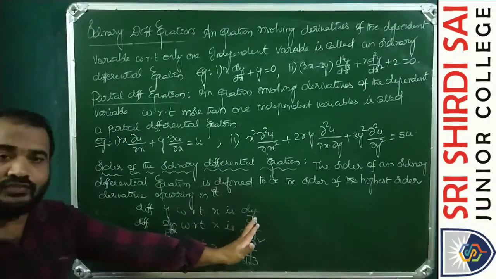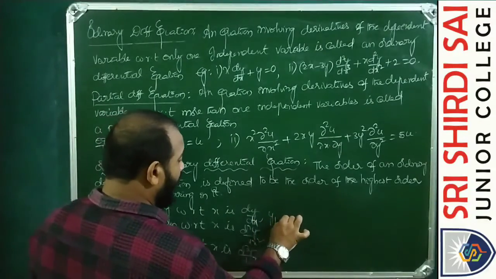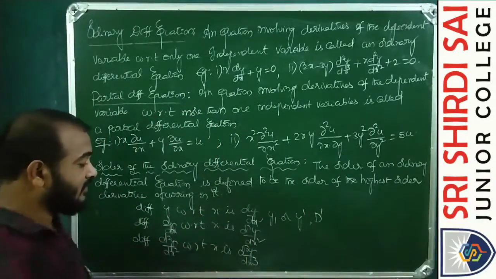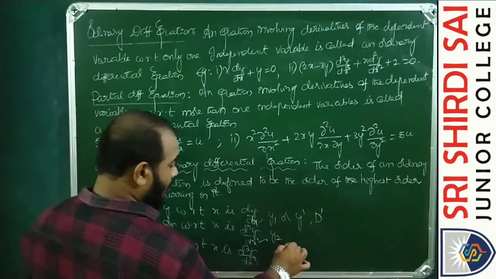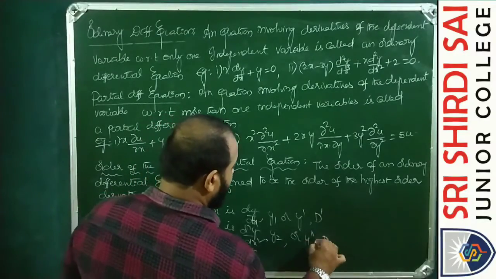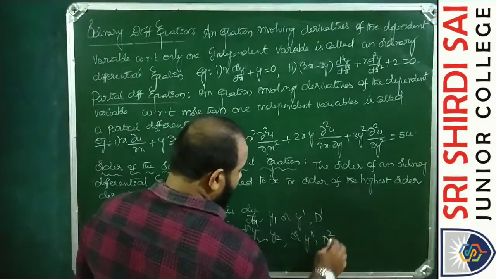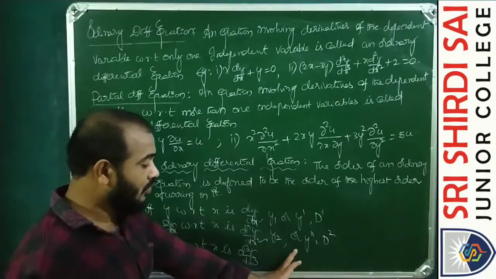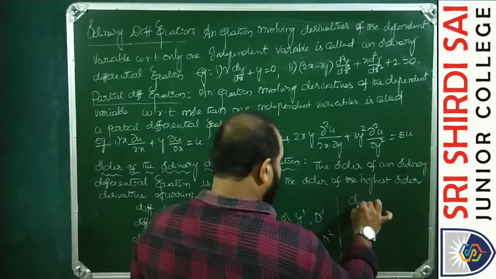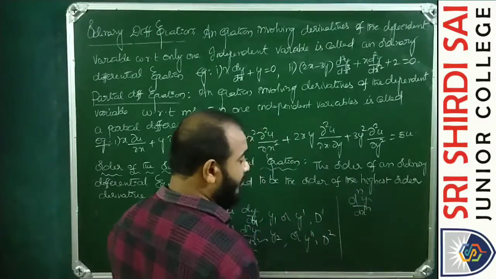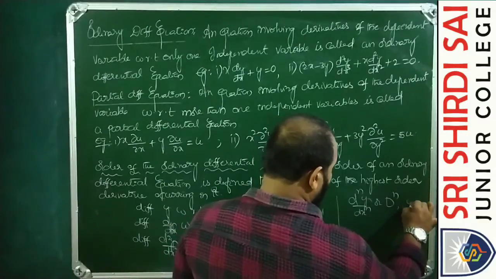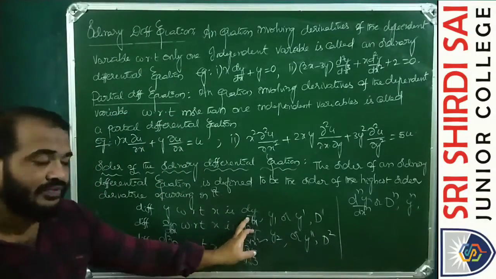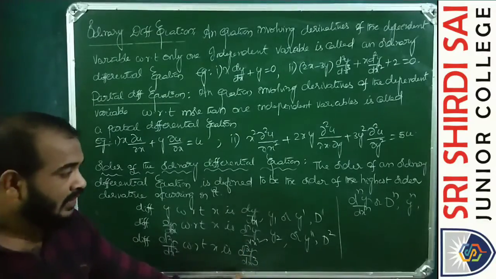Differentiating y with respect to x, dy by dx, is also termed as y1 or y dash or simply D dash. This is what we have learned last year. Now d square y by dx square can be termed as y2 or y double dash or D square. Likewise d cube y by dx cube is y3, y triple dash, or D cube. Likewise, the nth derivative is d power n y by dx power n. This can be written as D^n or y_n. So this is the first order derivative, this is the second order derivative, this is the third order derivative, this is the nth order derivative.